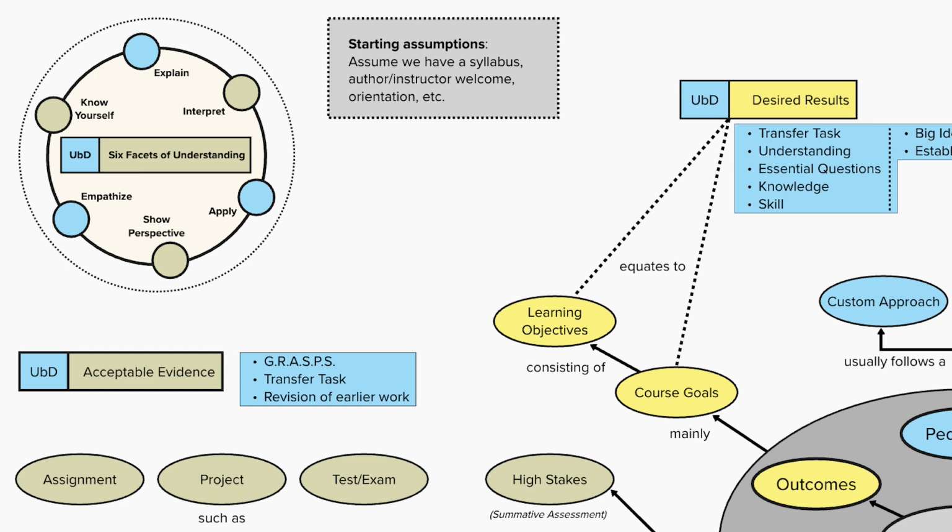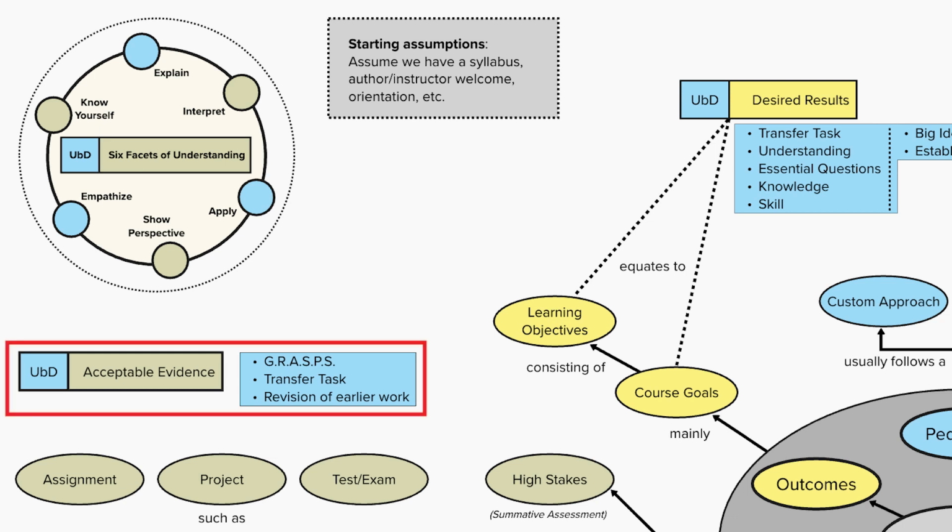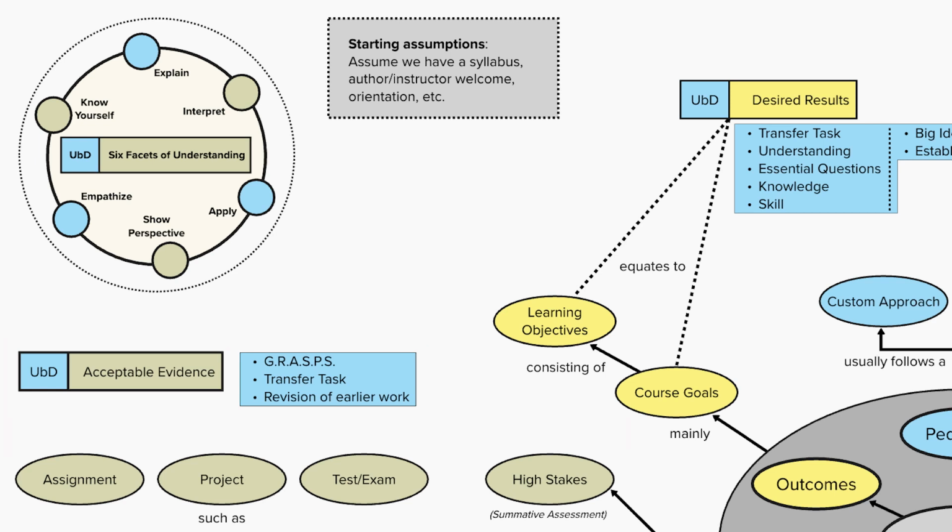The third UBD crossover is between pedagogy and assessment. Stage 2 of UBD is determining acceptable evidence of understanding. The nature of that evidence is embodied in properly aligned assessments. For students to authentically perform, they need realistic, real-world contexts, such as those provided by the GRASPS assessment, which stands for Goal, Role, Audience, Situation, Performance, and Standards.